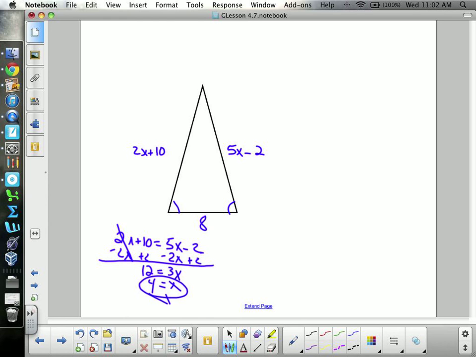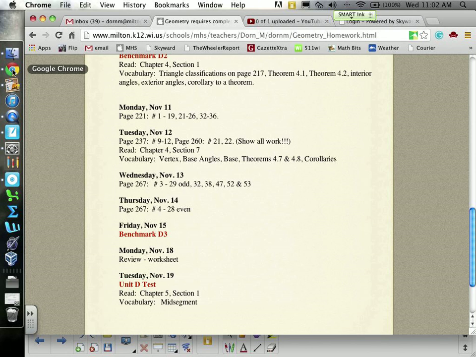All right? So homework I'll put back up. Just be careful. Be careful about this. It's 3 through 29 odd, 32, 38, 47, 52, and 53.